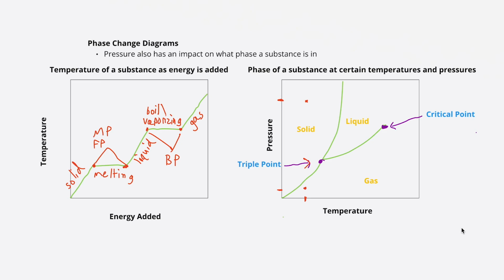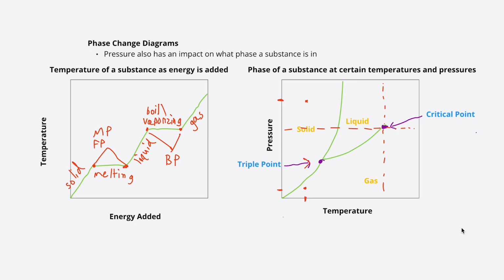And the critical point is whenever your temperature and your pressure are so high that your substance is neither liquid or gas, and it has characteristics of both a liquid and a gas. So any point in that top right quadrant will result in what's called a supercritical substance. And I would not really worry about that vocab word, just know that that is the critical point.